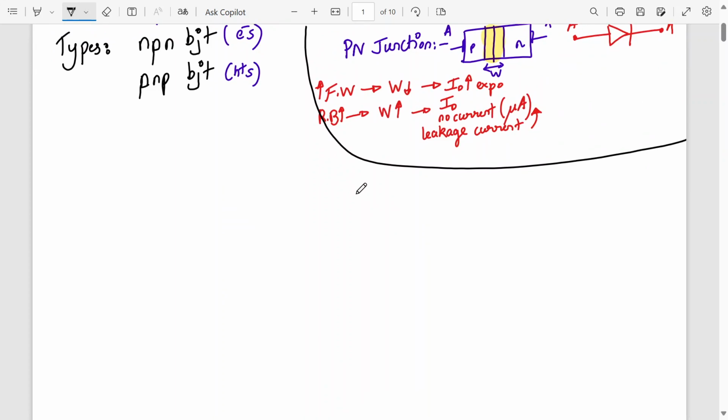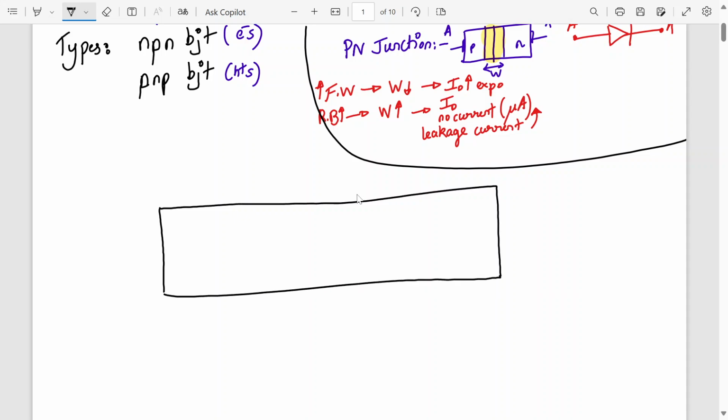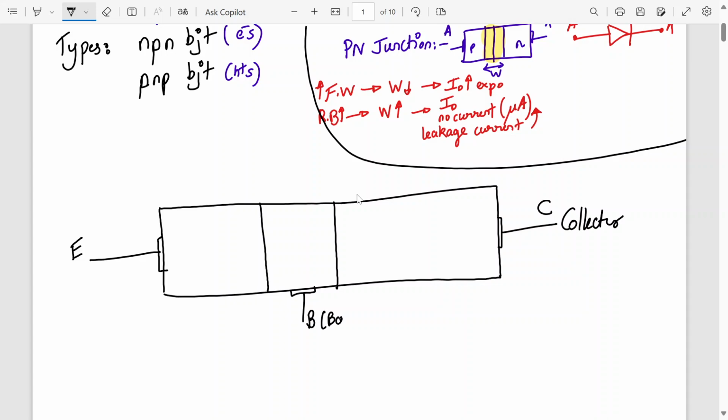Okay. Now we are going to the NPN transistor. Let's go for the NPN transistor. We are drawing the structure of BJT. It has 3 layers and 2 junctions. You can draw along with me. It is a 3 terminal semiconductor device. The first terminal is the emitter. Then we have the base terminal. This is base and this is collector. Okay. This is base and this is emitter.